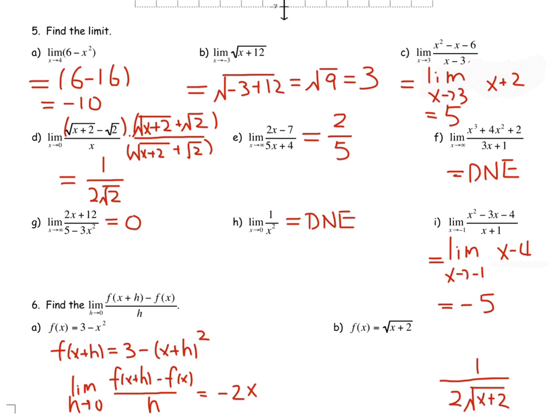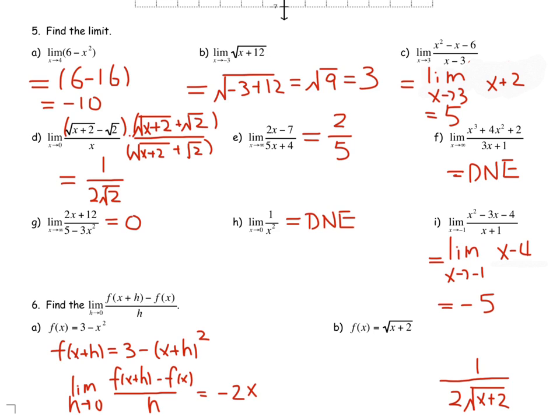Letter E, finding the limit as x approaches infinity. Since they have the same degree, top and bottom, your numerator and the denominator have the same degree of x raised to the first power, a linear equation. So as x gets bigger and bigger, eventually it will be left with just the coefficient 2 over 5.